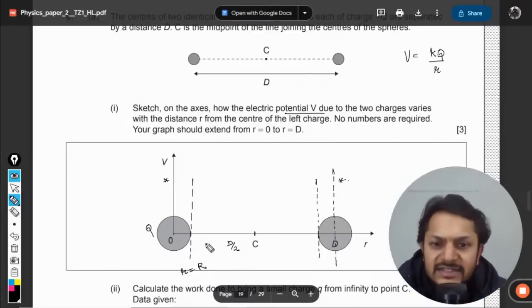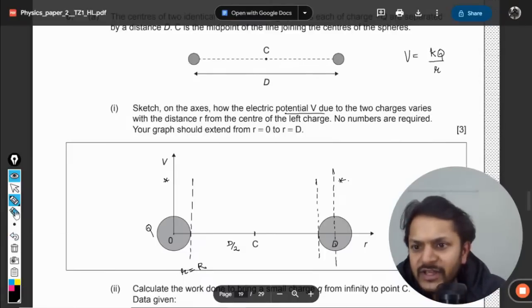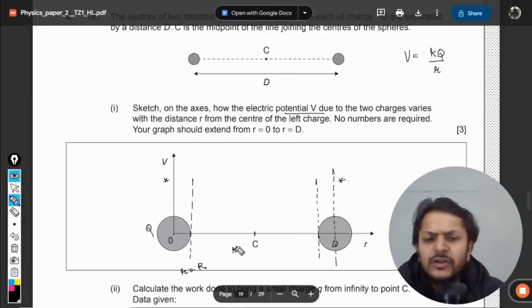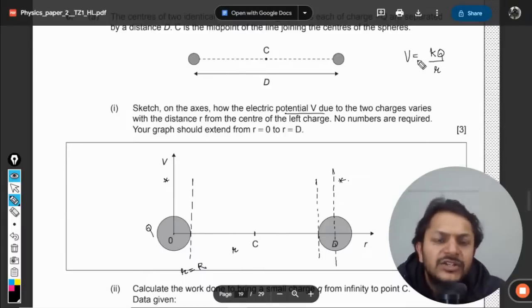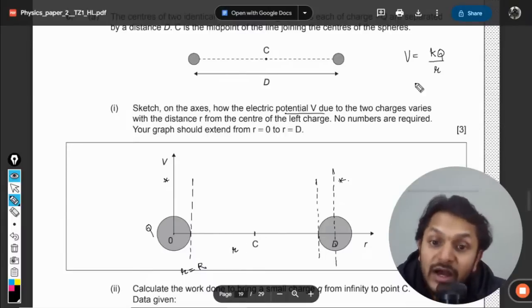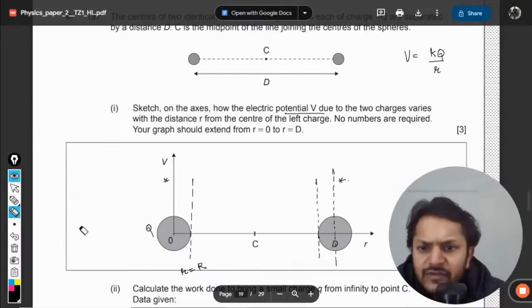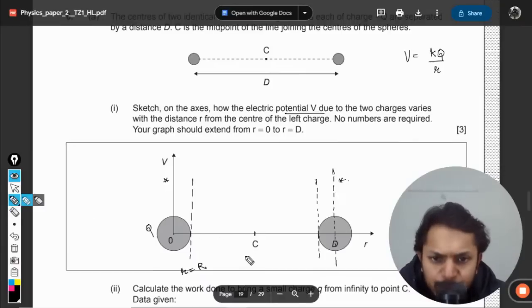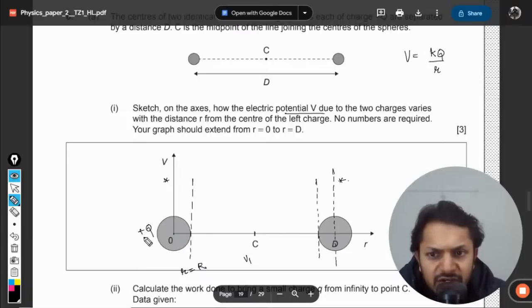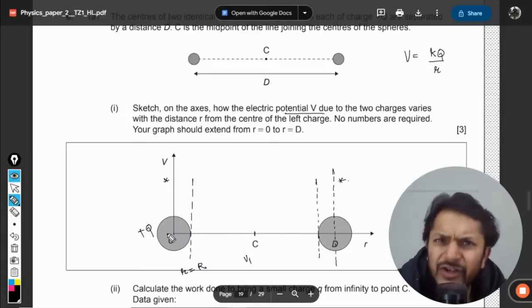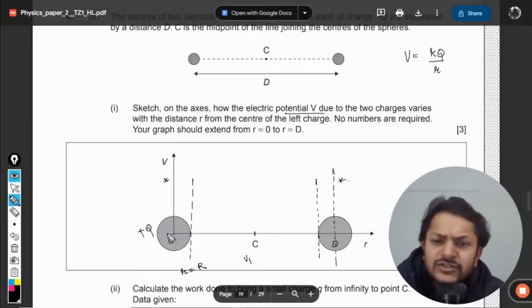So at this distance, let us just assume it to be small r, a random value, a variable. So the potential will be given by kq by r. We will first find the potential due to the first sphere. I'm just naming it; it's not like first or second, but just name it.